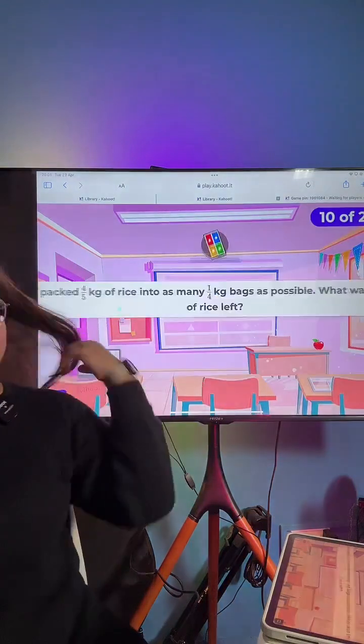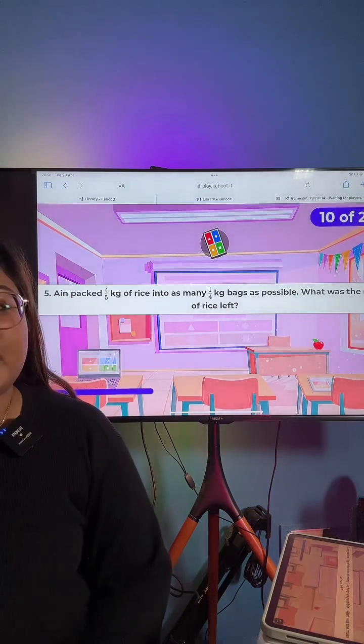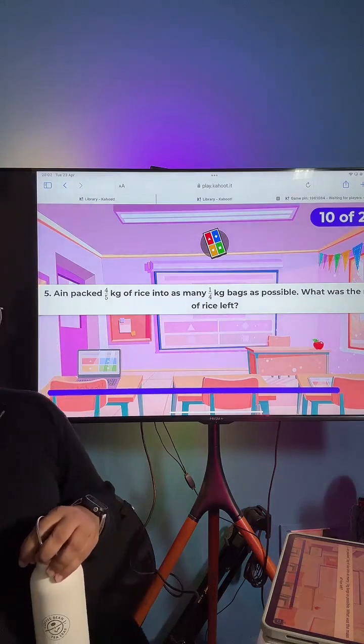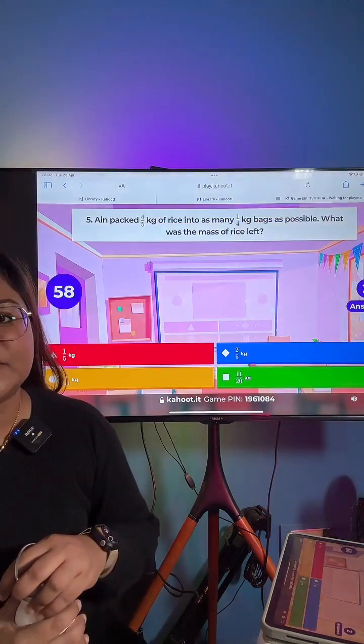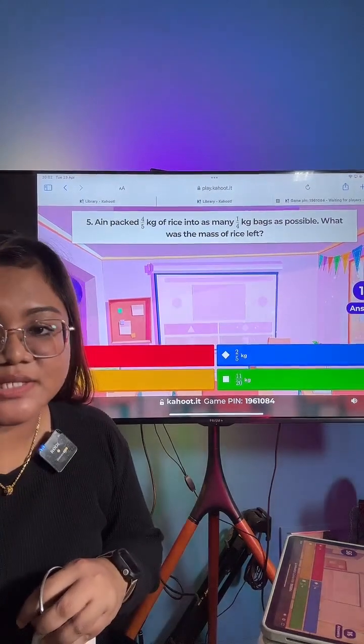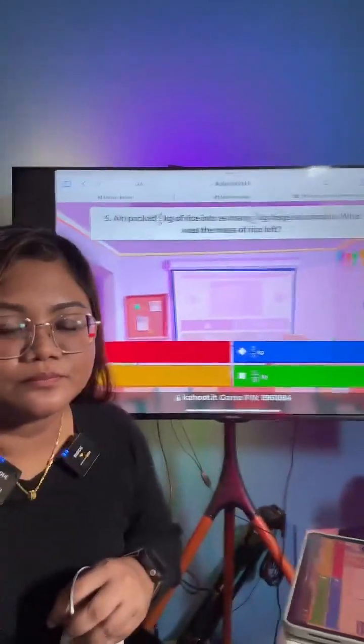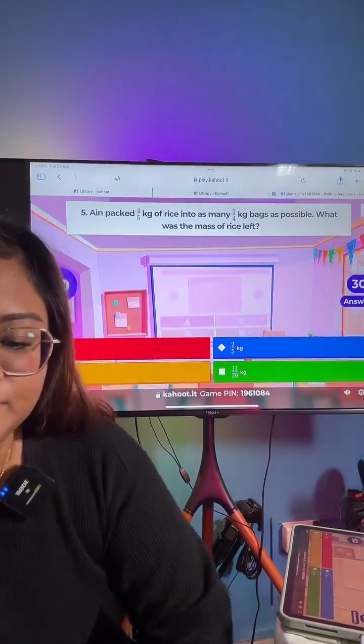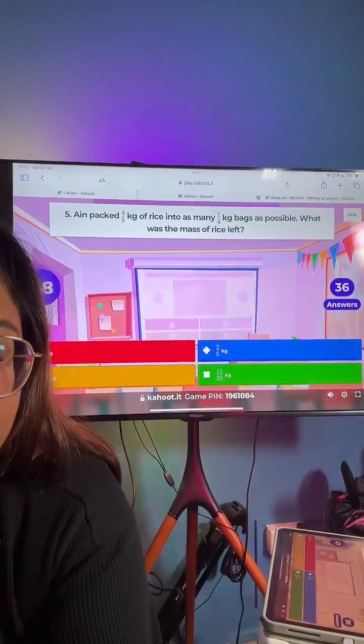Question 5. I packed 4/5 kg of rice into as many 1/4 kg bags as possible. What is the mass of the rice left? Let me shift this a little bit for you.